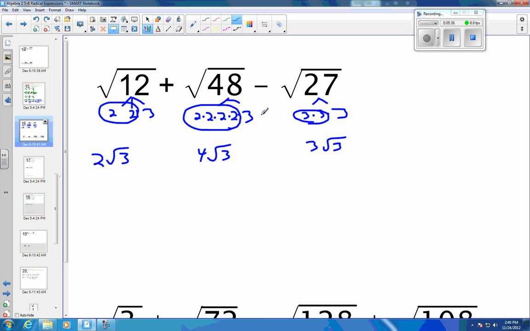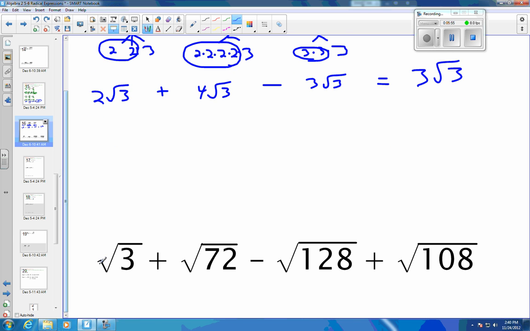And then I can bring my negative sign down and bring my positive sign down. And again, they're all square roots of 3, so I can combine them. So 2 plus 4 is 6. 6 minus 3 is equal to 3 square roots of 3. So this is another method you can do. Let me do one more with this second method.